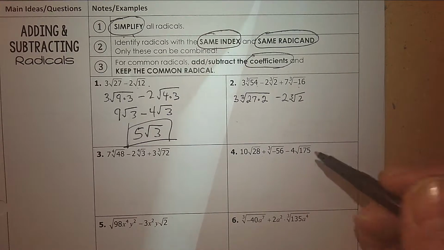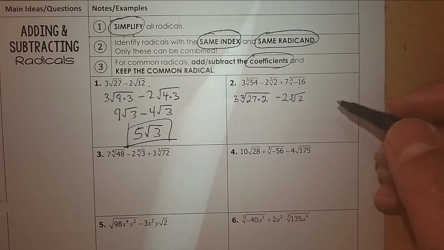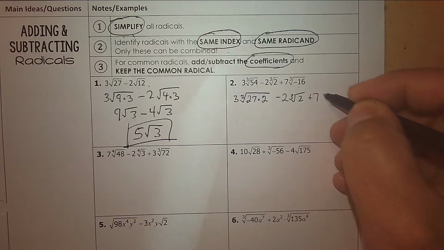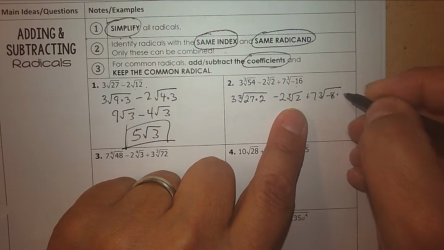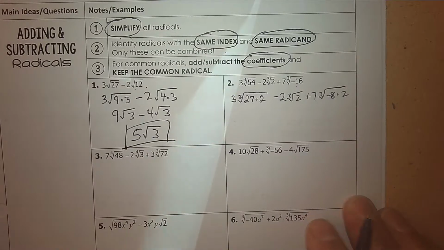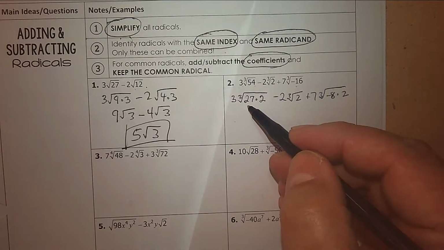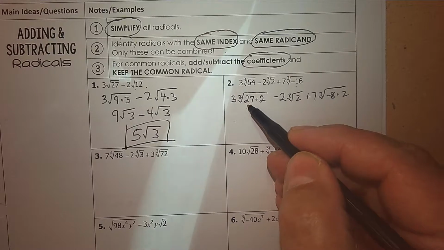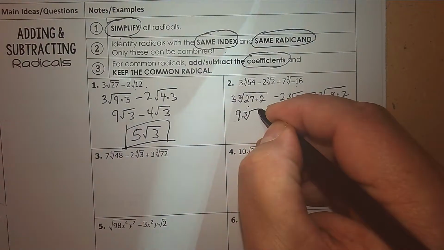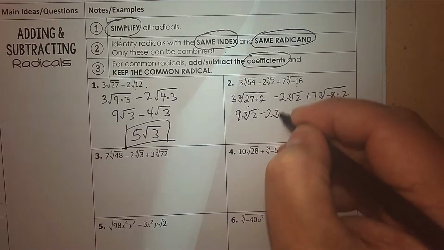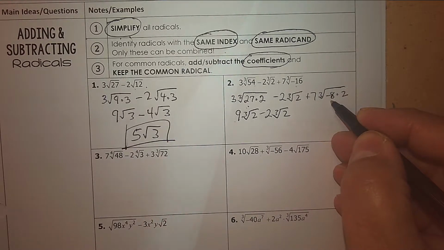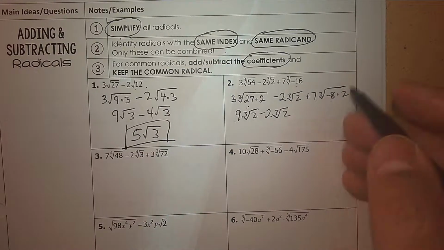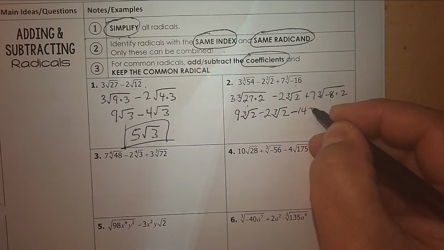Now, what is the perfect cube that goes into negative 16 evenly? 8, right? Negative 8 times 2. All right. So first we simplify it. The cube root of 27 is 3, and 3 times 3 is 9. The next one again was prime. And the last one, the cube root of negative 8, is negative 2, times 7 is negative 14.